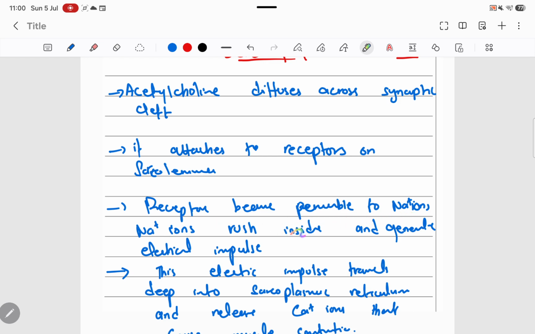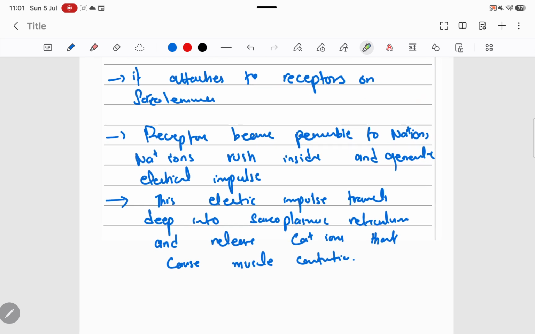Receptors become permeable to sodium ions. Now these receptors allow the movement of the sodium ions inside, and then they generate the electric impulse. This electric impulse then travels deep into the sarcoplasmic reticulum and releases the calcium ions that are responsible for the muscle contraction.